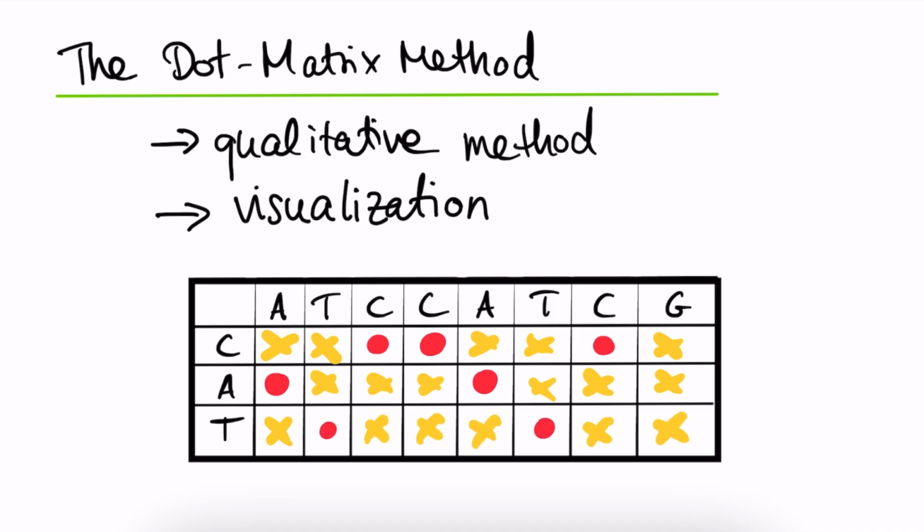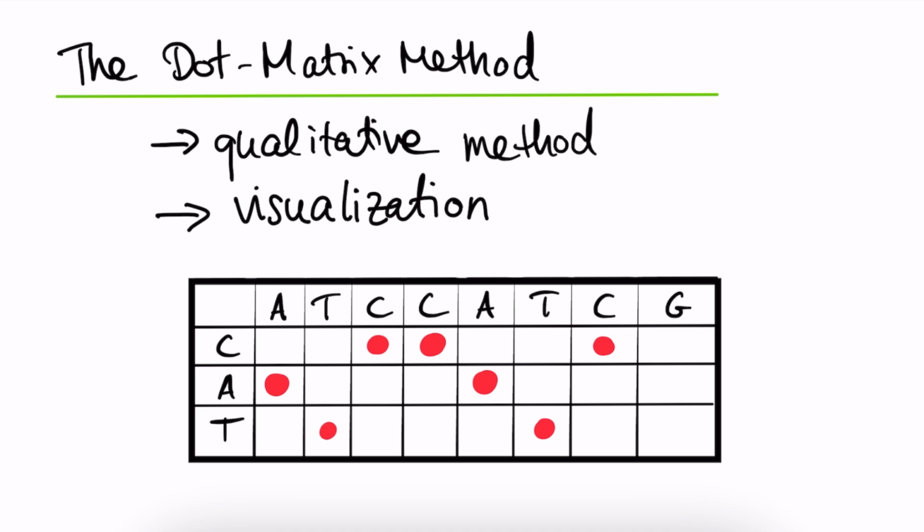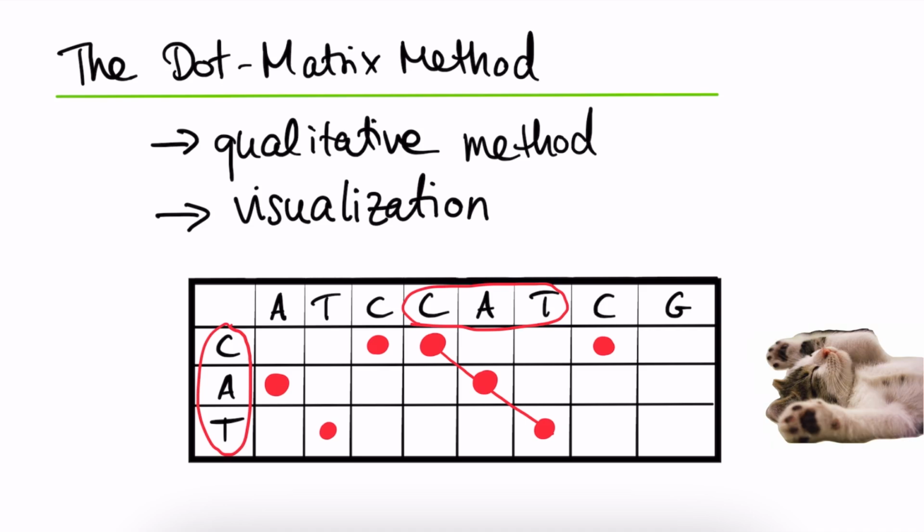Once we've filled in all of the squares, we can look for patterns in this matrix to identify possible overlaps or similarities between the sequences. To make this a bit easier, I will clear up the crosses. Okay, very good. We already see an important pattern here, a diagonal. Not surprisingly, this corresponds exactly to the subsequence that matches between the two sequences, the CAT sequence.